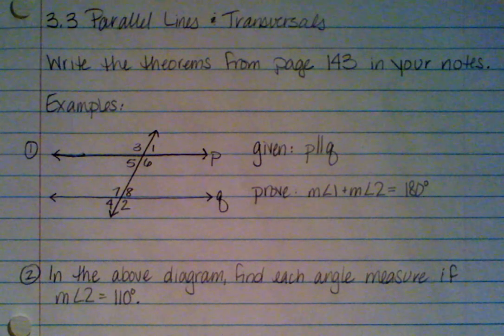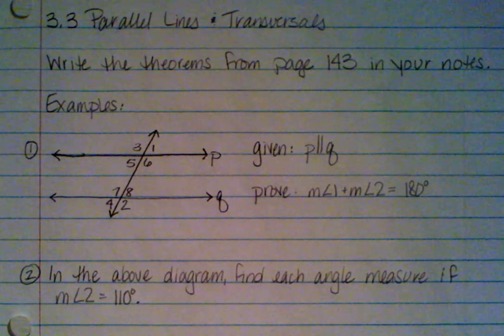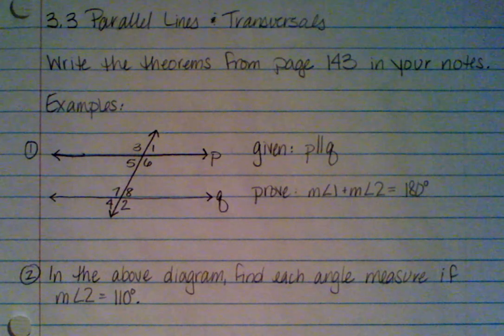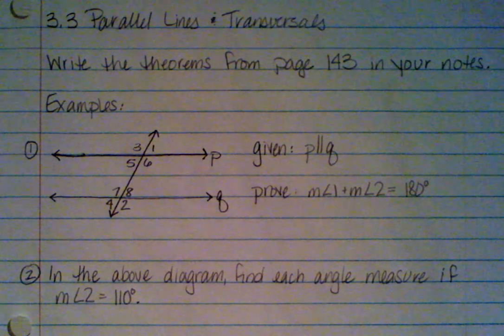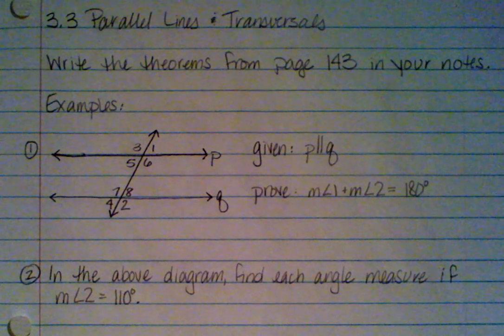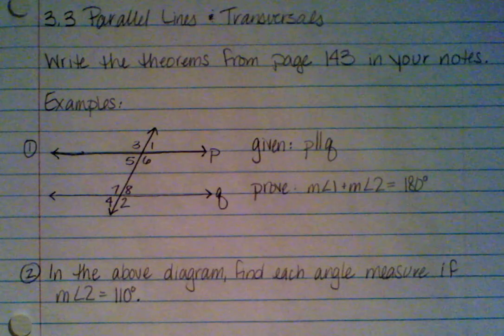And then in the above diagram, give each angle measure if the measure of angle 2 is 110 degrees. So I want to know how big are angles 1, 3, 4, 5, 6, 7, and 8 if angle 2 is 110 degrees. You don't have to tell me why, you don't have to tell me how you found it, but you're going to be using the alternate interior angles, alternate exterior angles, and so on and so forth. And there's definitely more than one way to find those.